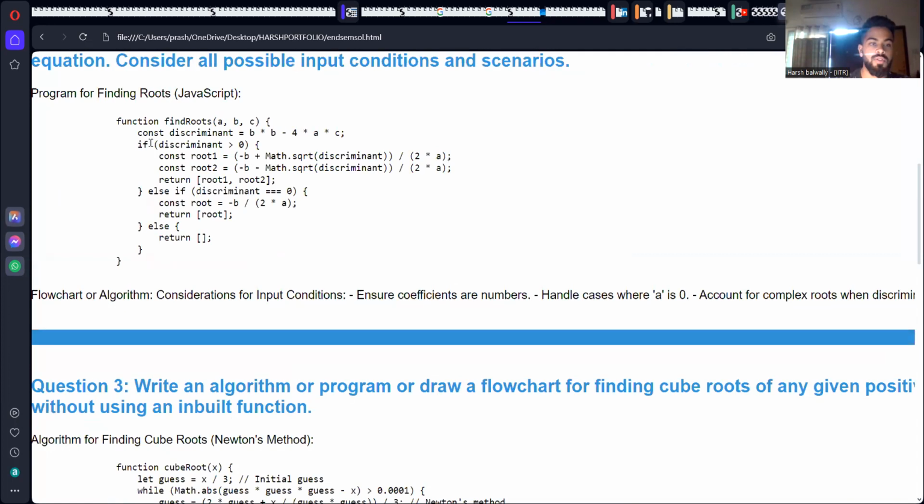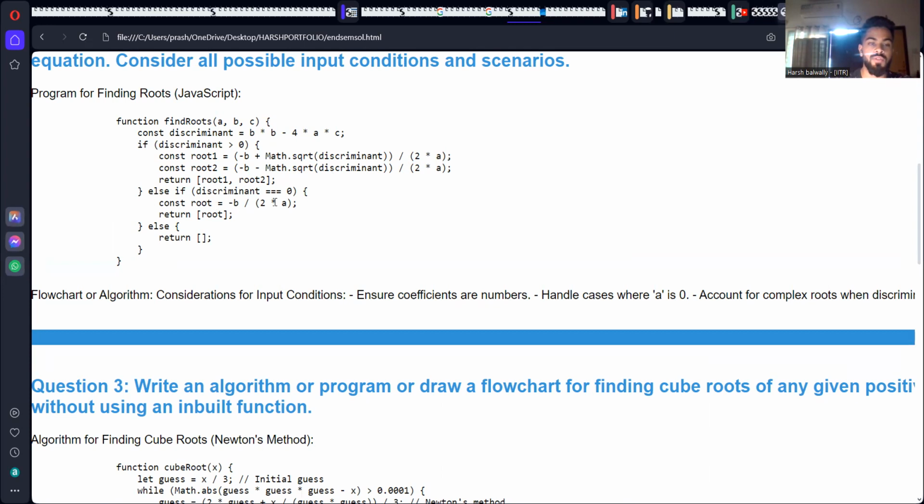Function findingRoots with a, b, c as the parameters. Then const discriminant is equal to b times b minus 4 times a times c. If discriminant is greater than 0, then we write const root1 equal to (minus b plus Math.sqrt(discriminant)) divided by 2 times a. Similarly, const root2 is equal to (minus b minus Math.sqrt(discriminant)) divided by 2 times a. Then we return the roots root1 and root2.